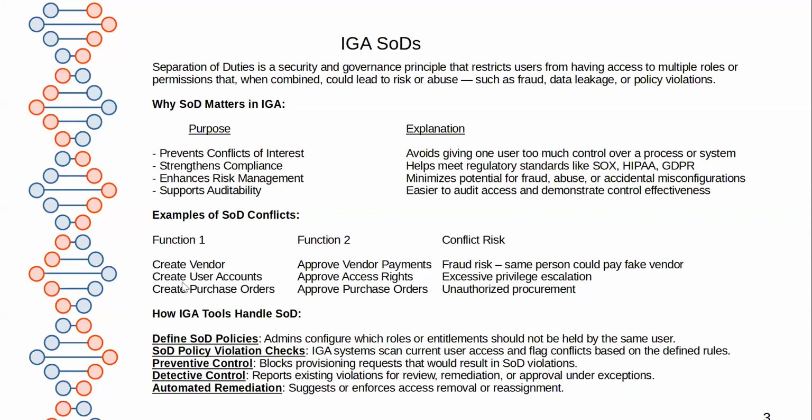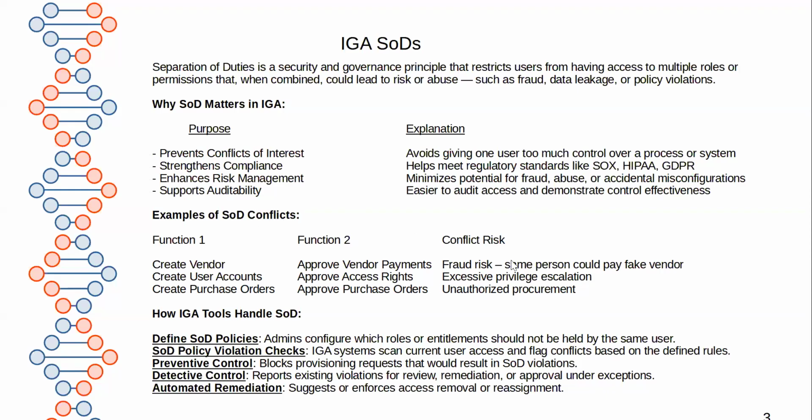The second scenario: a user creates a user account and approves the access rights for that particular user. We don't know whether the user account creation was as per governance, whether the access rights which have been given were approved or not approved, and if approved, approved by whom. This also goes into a conflict where excessive privilege escalation might happen. A third scenario: you create a purchase order and you approve the purchase order.